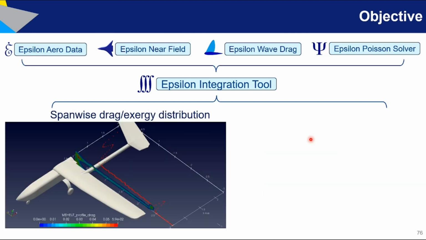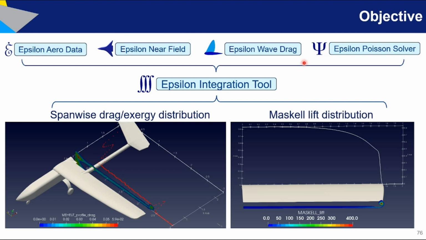Then another practical application of this tool is to determine the span-wise drag or exergy distribution. In this case, what you're seeing here is a given geometry and its wake data at a given survey plane. And the red curve represents the integral value at each span-wise station of the drag density. So for example, at this section you have a certain density distribution, this distribution is integrated, and the value is shown here with this point. So this is quite useful for the analysis of given configurations.